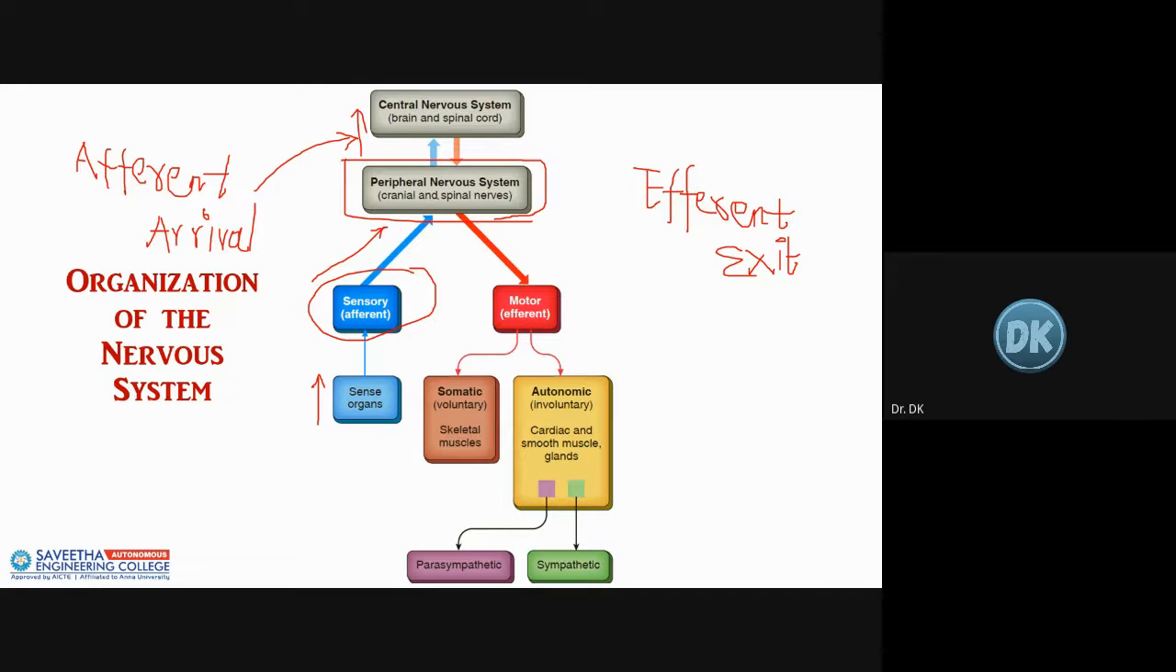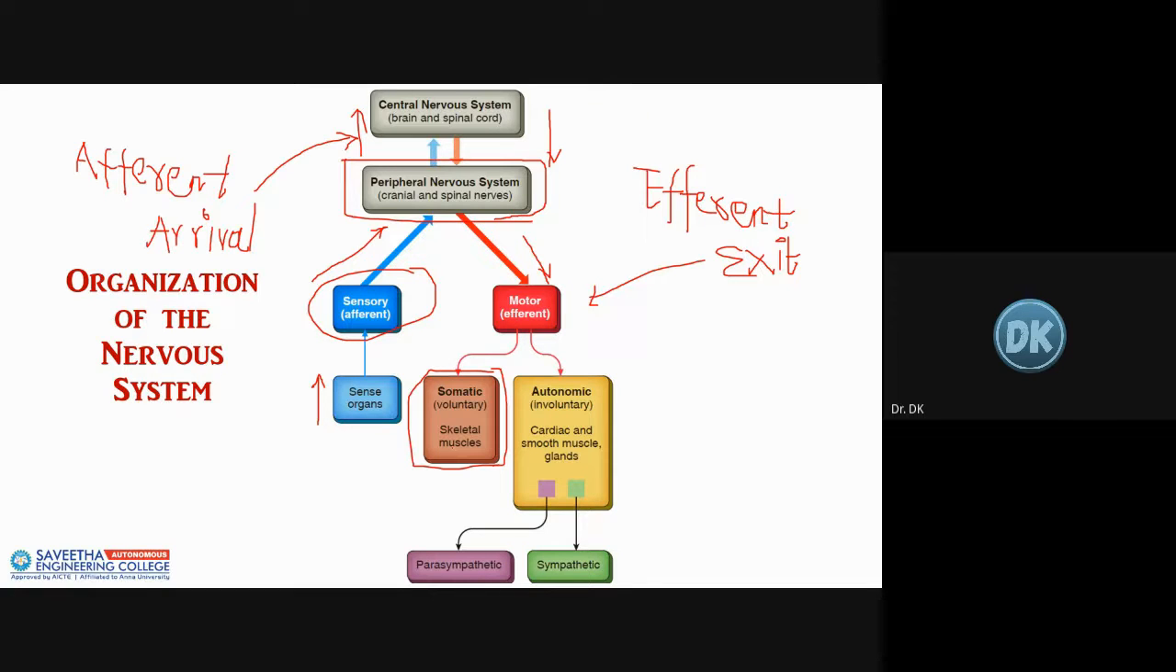The next set of neurons we call motor neurons or efferent neurons. Efferent means exit, right? So after you give input to the brain, the response will travel from the brain through the nerves and reach the motor nervous system. In the motor nervous system you have two types. One is the somatic nervous system, another one is the autonomic nervous system. Somatic means voluntary, for example your muscle movements.